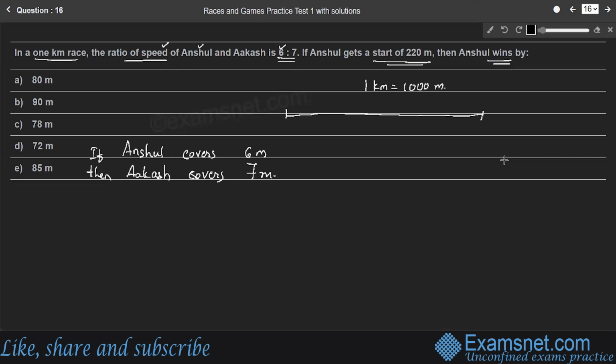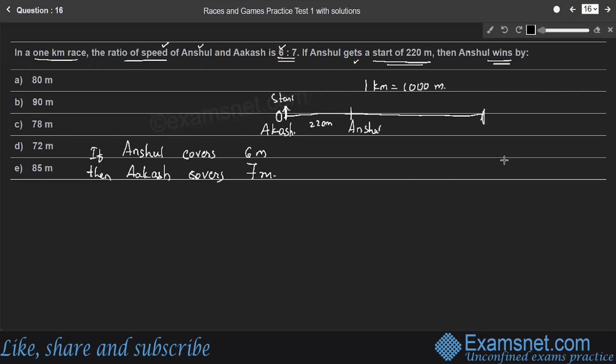So here Anshul gets the start of 220 meter. So if Akash has started his journey from the starting point, then Anshul's position will be somewhere here such that the distance between Anshul and Akash will be 220 meter. That means Anshul gets a start of 220 meter, so he doesn't need to start from zero. Directly he starts from the point of 220th meter. Therefore, Anshul's starting point will be here.